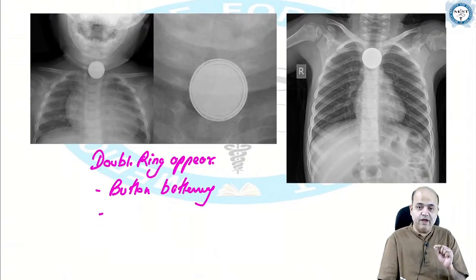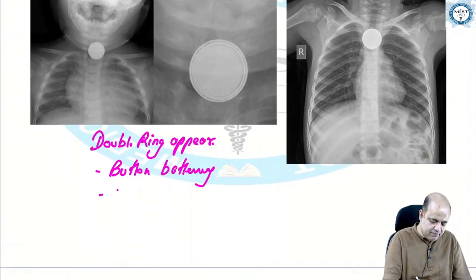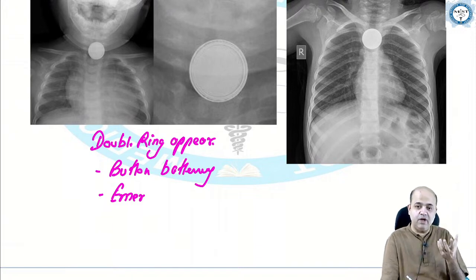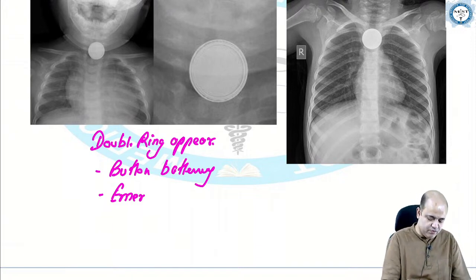And what do we have to do? We have to do an emergency endoscopic removal, because this is made up of alkali. It can cause esophageal perforation. Emergency endoscopic removal.